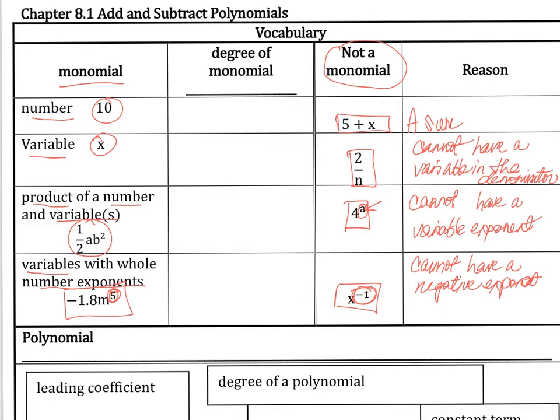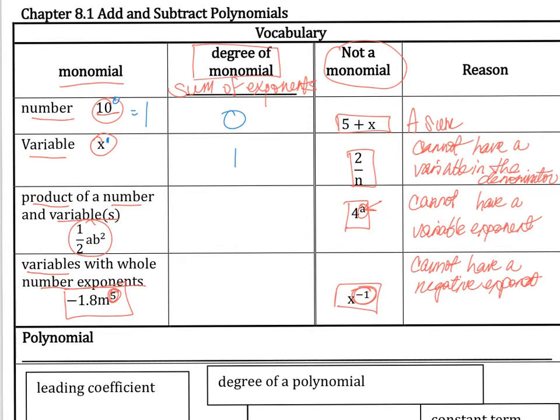Okay, let's look at the word degree of a monomial. This just means the sum of exponents. So if we look at the number 10 here, the exponent is 0 because 10 to the 0 power is 1. Then the degree of this monomial is just 0. And the exponent of the variable x is 1. So we only have 1 as the degree of the monomial.